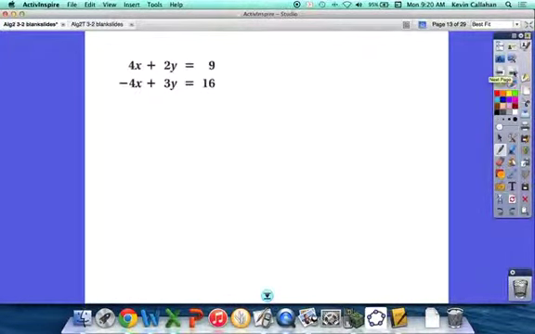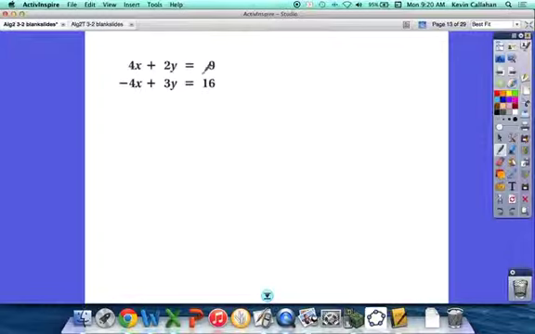So here's a system of equations. Both lines are in standard form, the ax plus by equals c. And the variables, the x terms are lined up, and the y terms are lined up, and the constants are lined up. The equal sign is lined up. Okay. What does it say to do as the second step?